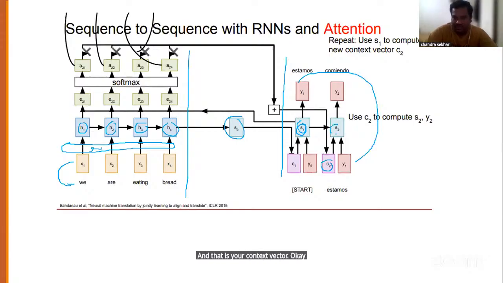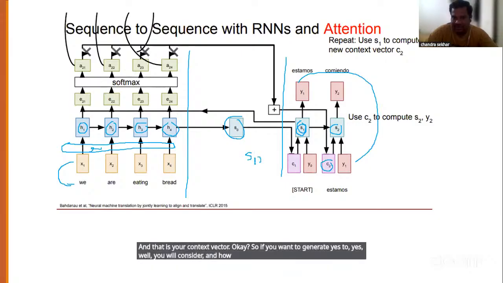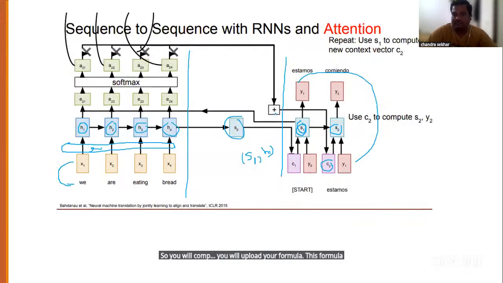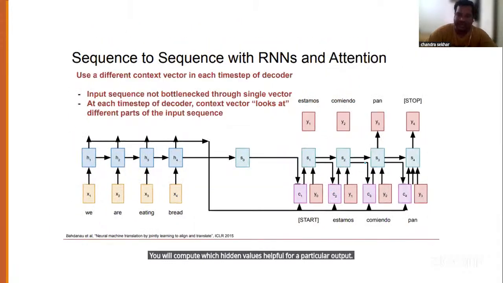So if you want to generate S2, you consider S1 and how it is related to H1. You apply this formula. Next for S3, it will become S2: S2 comma H1, S2 comma H2. Like this, you compute which hidden values are helpful for a particular output. Like this, we keep on creating new context vectors.